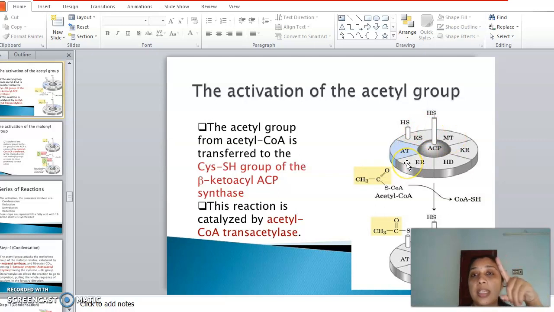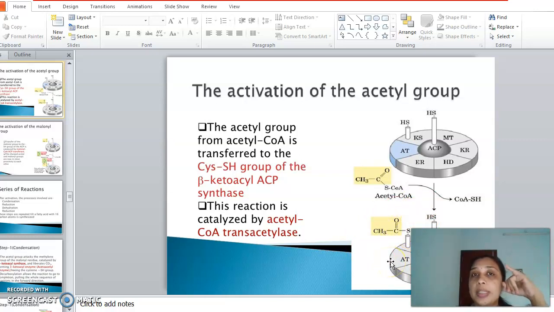Now we have the first enzyme, that is, monomer 1, whose acetyl transacylase works. What's the function of acetyl transacylase? It transfers the acetyl group from acetyl CoA and places it on the peripheral arm of monomer 1, right? The peripheral arm of monomer 1 is now occupied with the acetyl group.